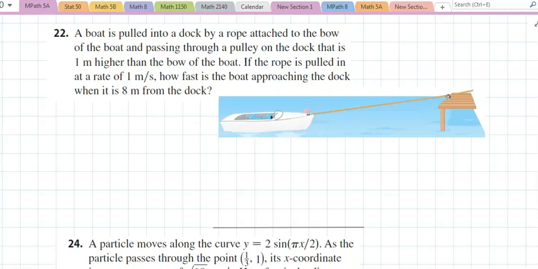Alright, continuing 2.8, number 22 states a boat is pulled into a dock by a rope. There's the rope right there, attached to the bow of the boat, and being pulled, passed through a pulley on the deck that is 1 meter higher than the bow. Okay, there's the bow. So this is 1 meter high.